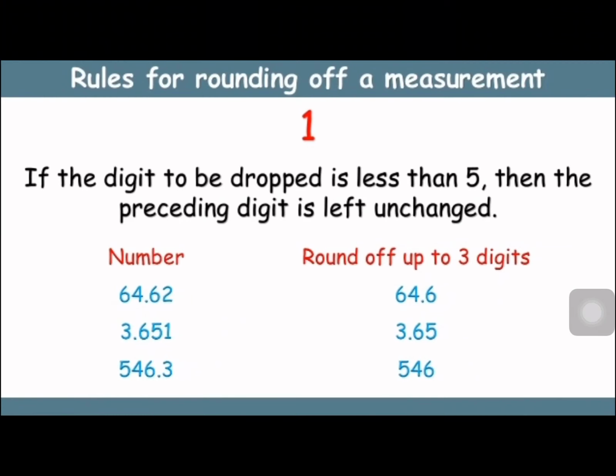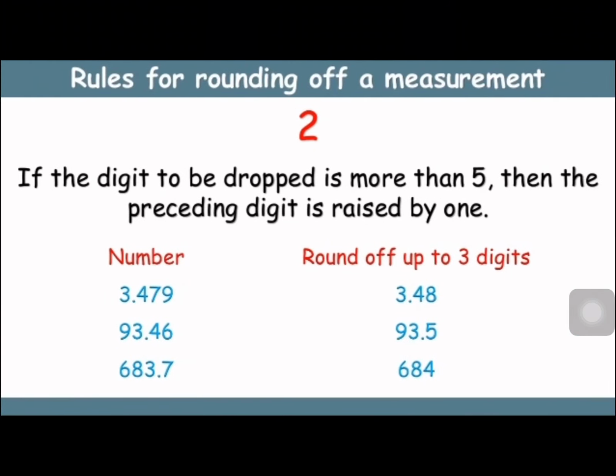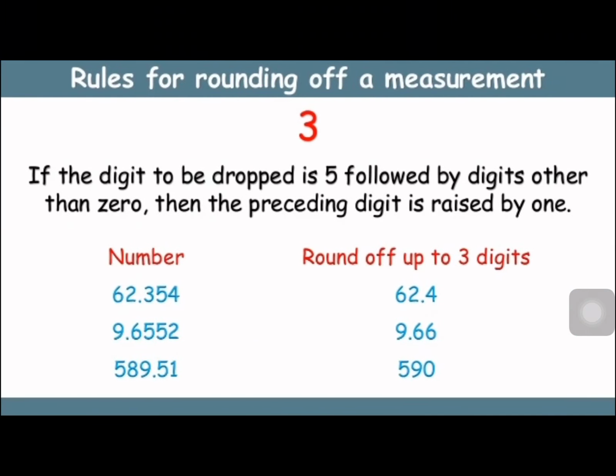The last digit 1 is less than 5. Suppose the digit to be dropped is more than 5, then the preceding digit is raised by 1. For 3.479, the 9 is above 5, so you add 1 to the preceding digit: 7 plus 1 is 8, so you write 3.48. And finally, suppose you get 5, what will you do? One more confusion is there. If the digit to be dropped is 5 followed by a digit other than 0, then the preceding digit is raised by 1.